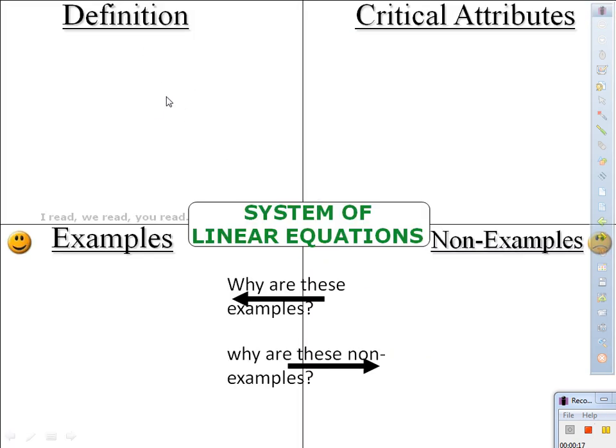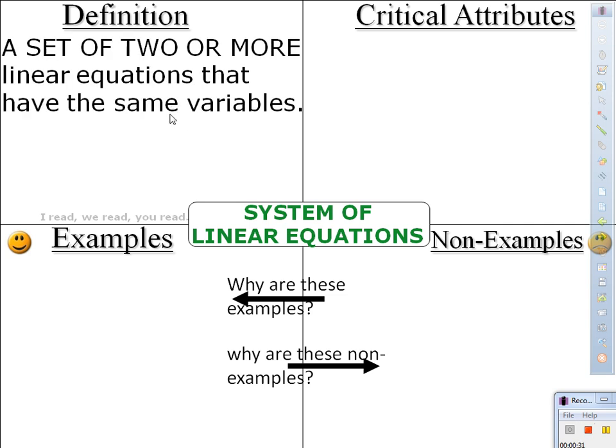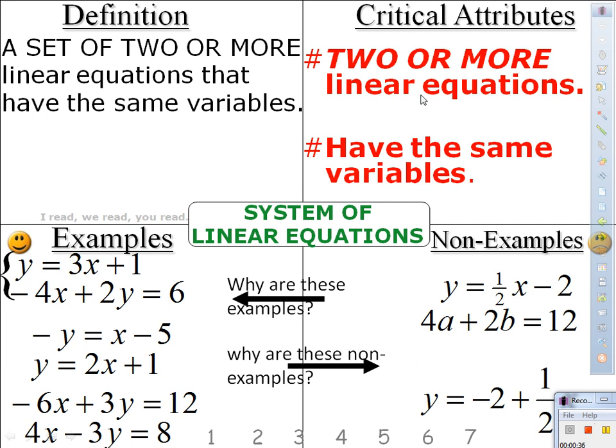What would you say? Two or more variables. Two or more linear equations with the same variables. All right? And of course, examples, non-examples, hashtag.